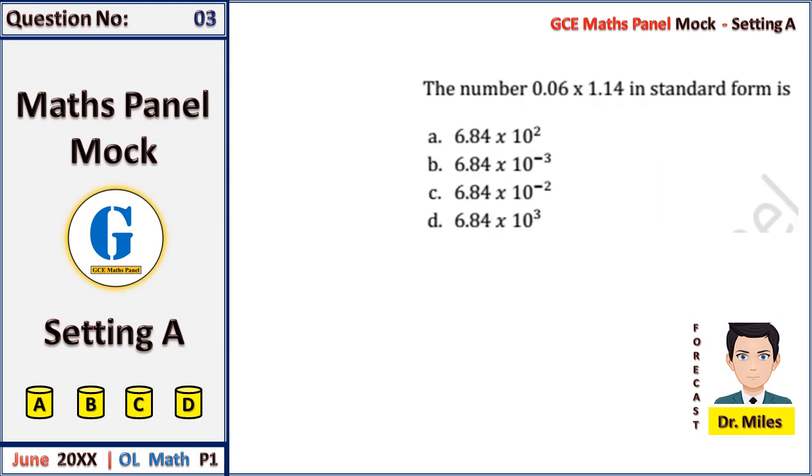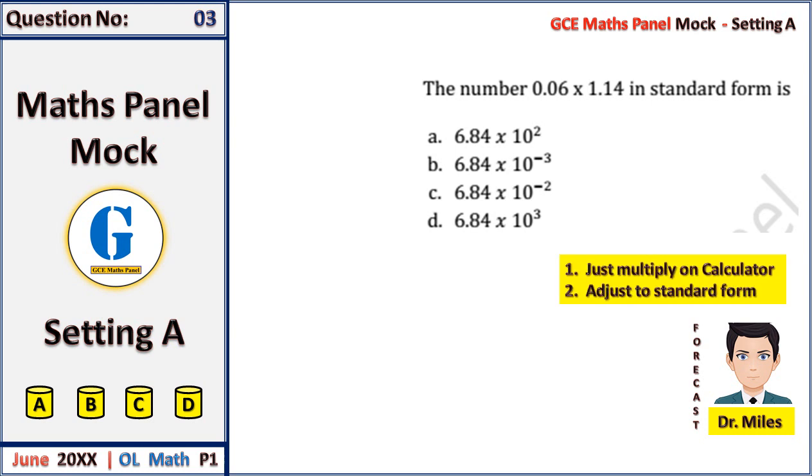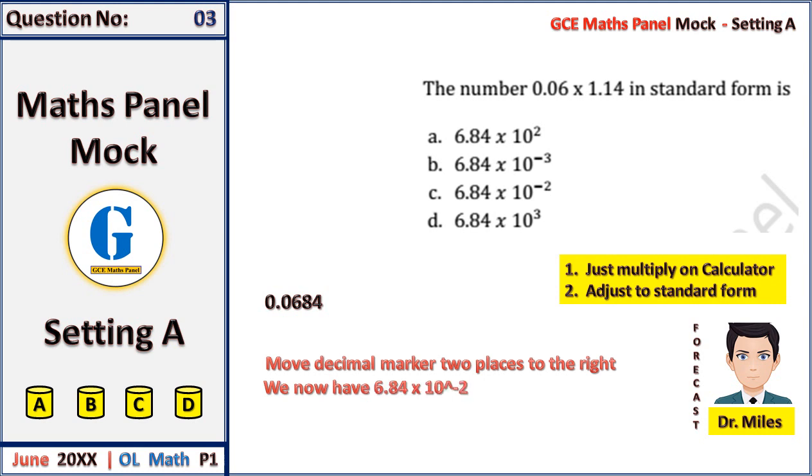Question 3. The number 0.06 times 1.14 in standard form is. Just multiply on calculator, then adjust to standard form. This gives us 0.0684, and move the decimal marker 2 places to the right. We now have 6.84 times 10 to the power minus 2.